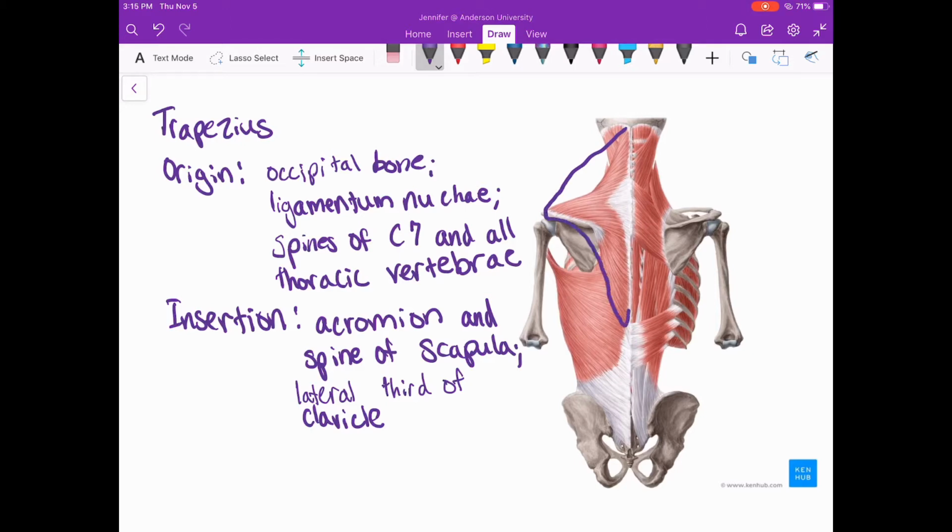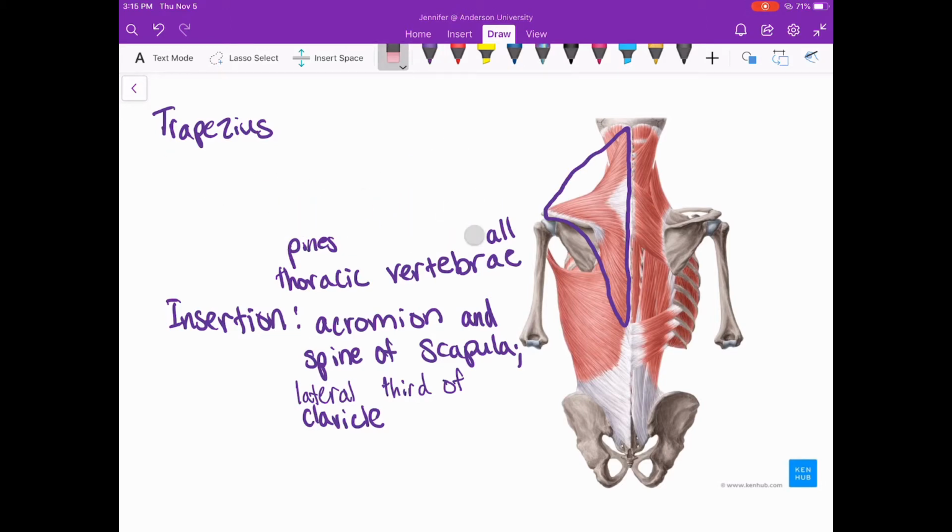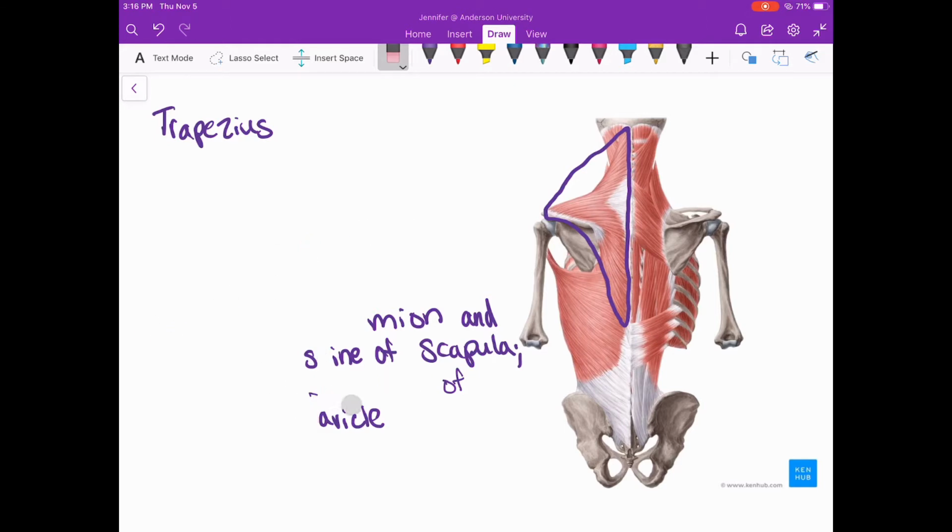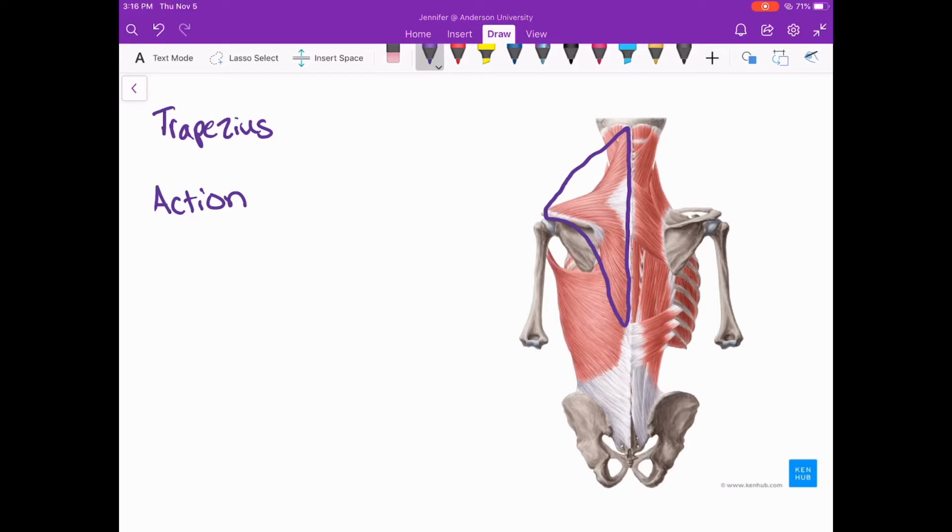And the action for this one, and I've circled the muscle right there, is that it stabilizes, elevates, rotates, and retracts the scapula, and it also extends the head. The superior fibers elevate the scapula, as in shoulder shrugging.